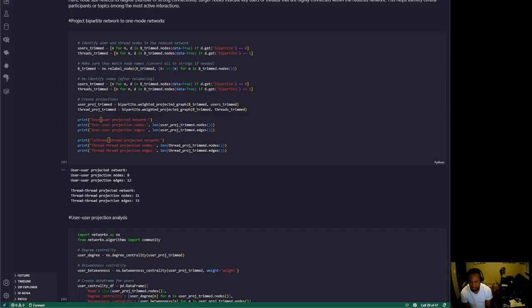So the printout shows the user projection of size 8, and the user projection has 12 edges. So the printout shows a projection of 8 users with 12 links. Density is about 0.43, meaning that this core user group participates quite a lot. The thread projection has 31 threads with 33 links.